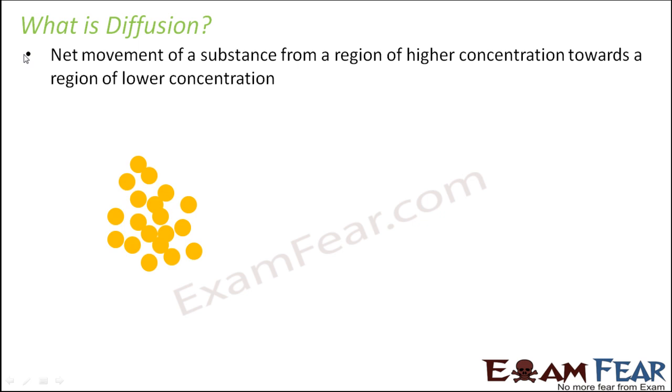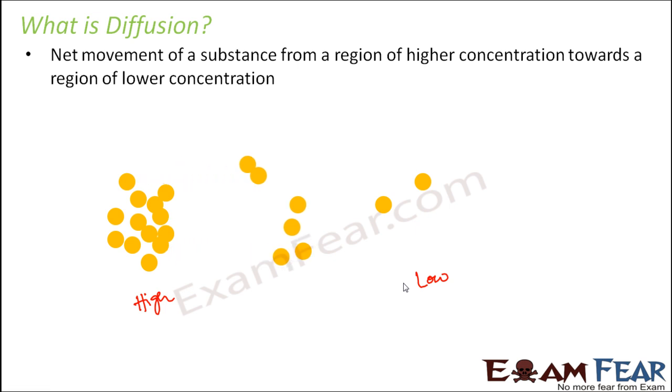For example, let us suppose this is a region where the concentration is very high and this is a region where the concentration of the particles is low. As you can see, the number of particles in this region is more and the number of particles in this region is less. So the concentration is high here and it is low here. The concept of diffusion says that particles will start moving from a region of high concentration towards a region of low concentration.